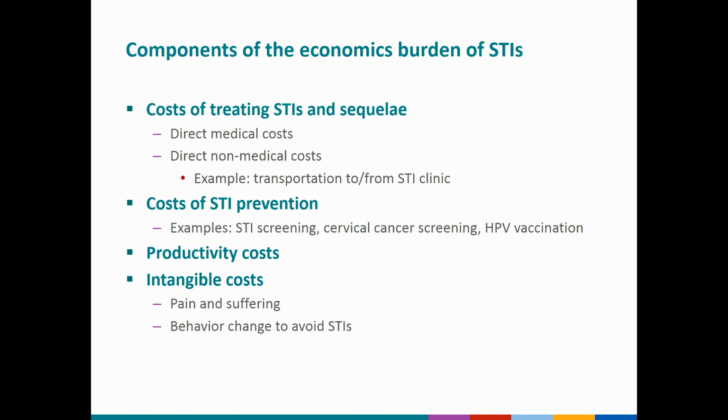So you can think of many components of the economic burden of STIs. As I mentioned, there's the direct medical costs associated with treating STIs. There's productivity costs such as foregone labor, missed work. There's also cost of STI prevention, which usually aren't included in these estimates, such as the cost of STI screening, HPV vaccination, and cost of preventing the adverse outcomes of STIs such as cervical cancer. And perhaps the biggest burden of all would be the intangible burden, the pain and suffering associated with STIs, behavior change to avoid STIs, stigma, as we mentioned earlier. There's just a whole lot of these costs that are very hard to quantify.